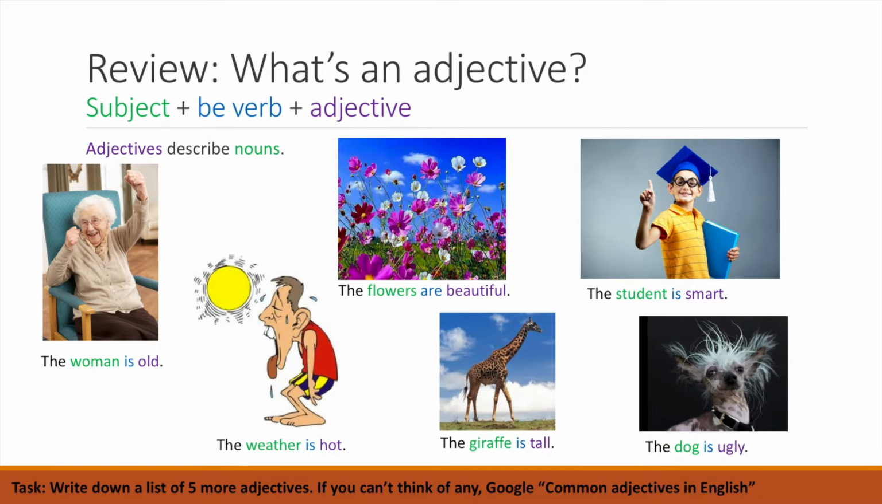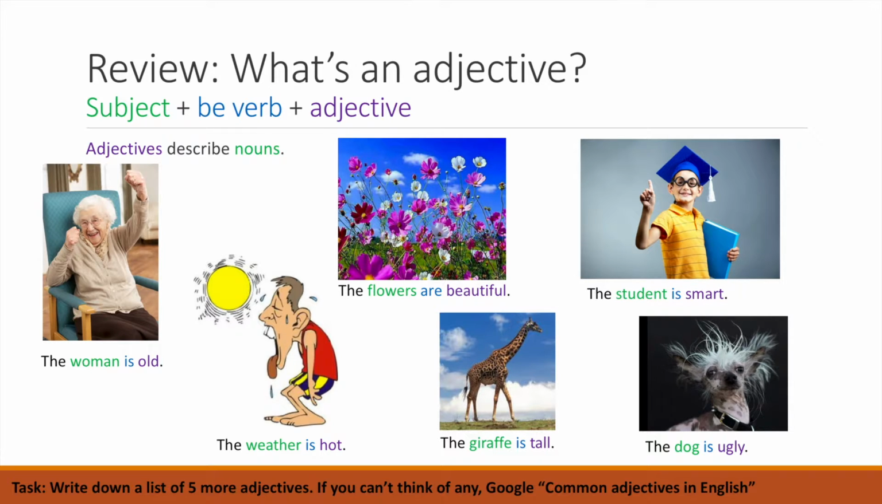What's an adjective? In English, adjectives describe nouns. And as a reminder, nouns can be people, places, things, or ideas. You'll also remember from previous lessons that to describe something, usually we use the be verb. For example, our sentence would start with a subject or a noun, followed by the be verb, and then an adjective to describe it. Here we have some examples.